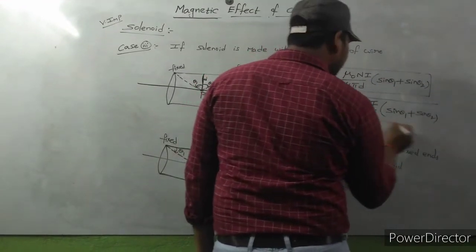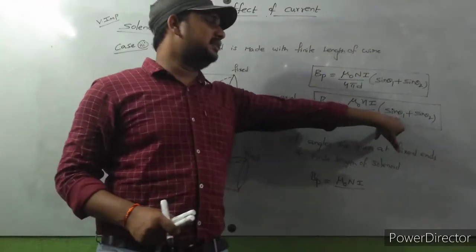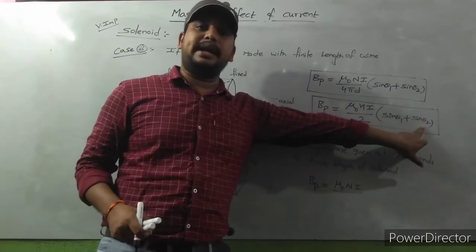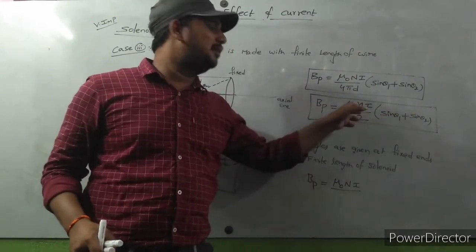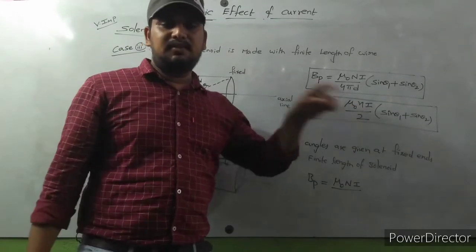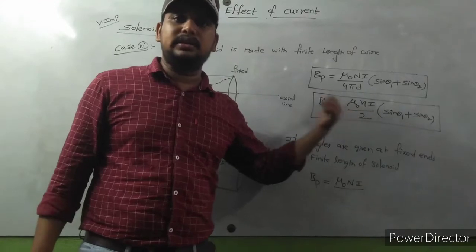This is a finite length of wire. If it is infinite length, it means theta 1 is equal to 90 degrees and theta 2 is equal to 90 degrees. Sin 90 plus sin 90 is 2, the 2 cancels, and we get mu naught n i. Please check it. For an infinite length of wire, what we got? The value mu naught n i only. So that is the answer.